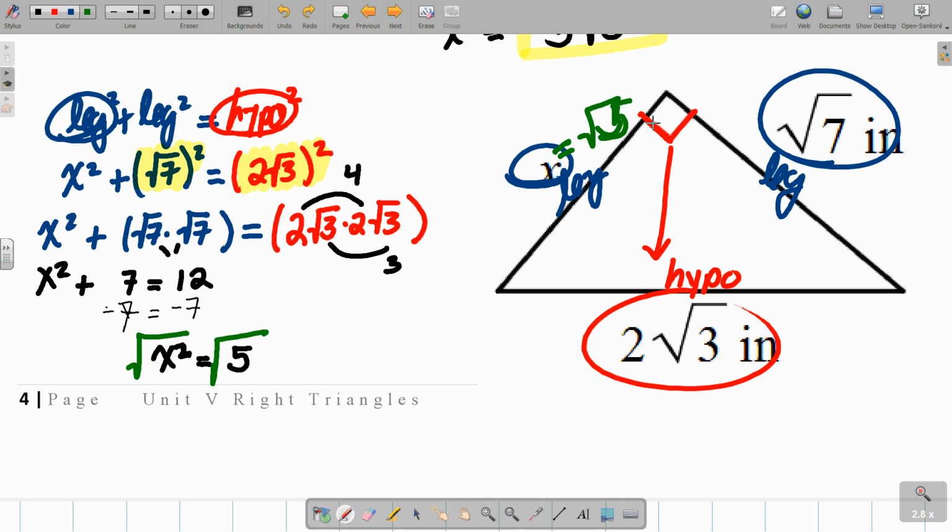Have two sides, need third side, Pythag.